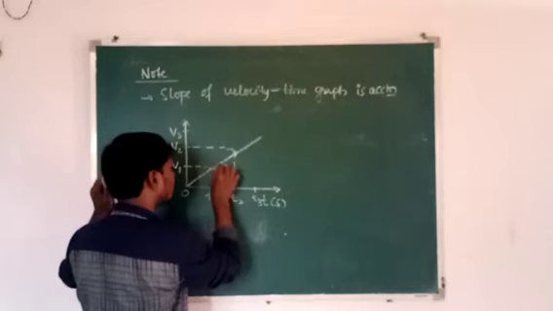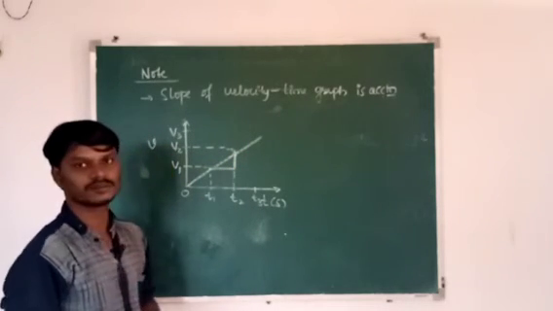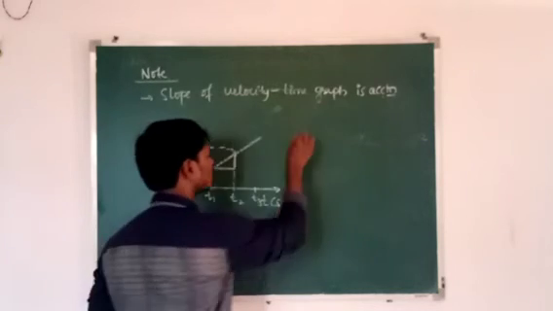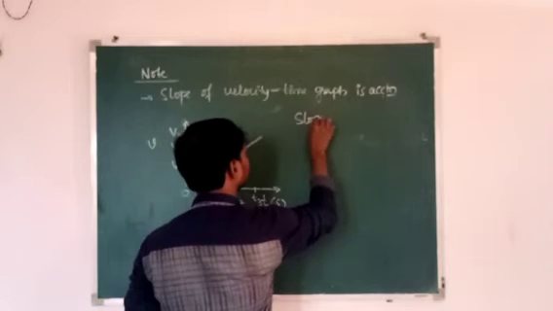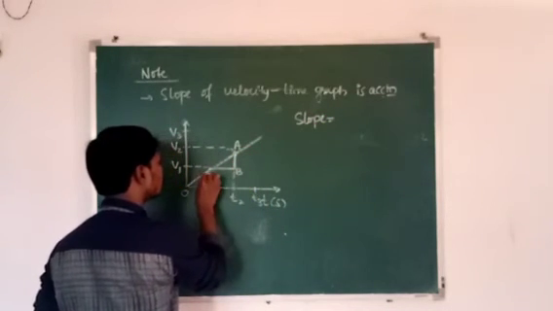Then we are going to find the slope here. This is called slope. What do you mean by slope? Opposite side divided by adjacent side. Slope is equal to, I will give the names here, A, B and C.